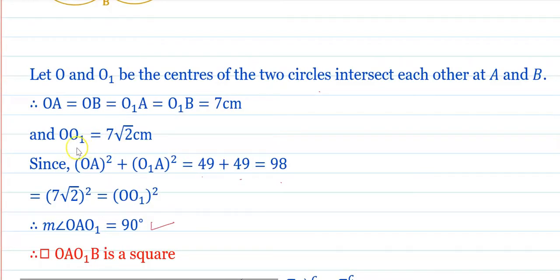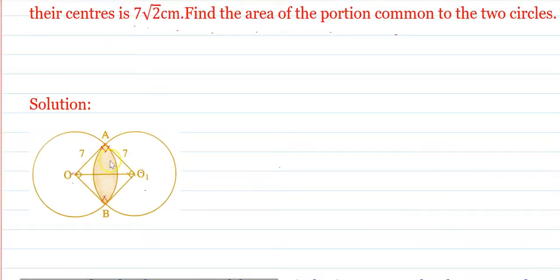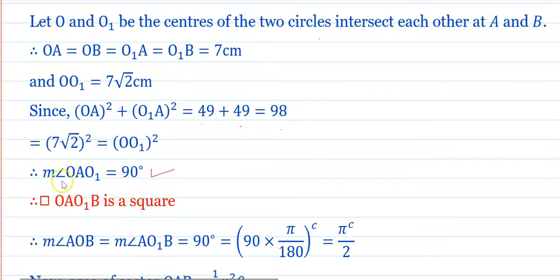Okay. And also we will prove that by using this, that is OA square plus O1A square is equals to 7 square plus 7 square. That is 98, and that 98 can be written as 49 into 2, and that is nothing but the square of 7 root 2, and hence the measure of this angle is 90 degree, and hence finally this B will be also 90 degree, and hence we write here the measure of angle OAO1 is 90 degree.